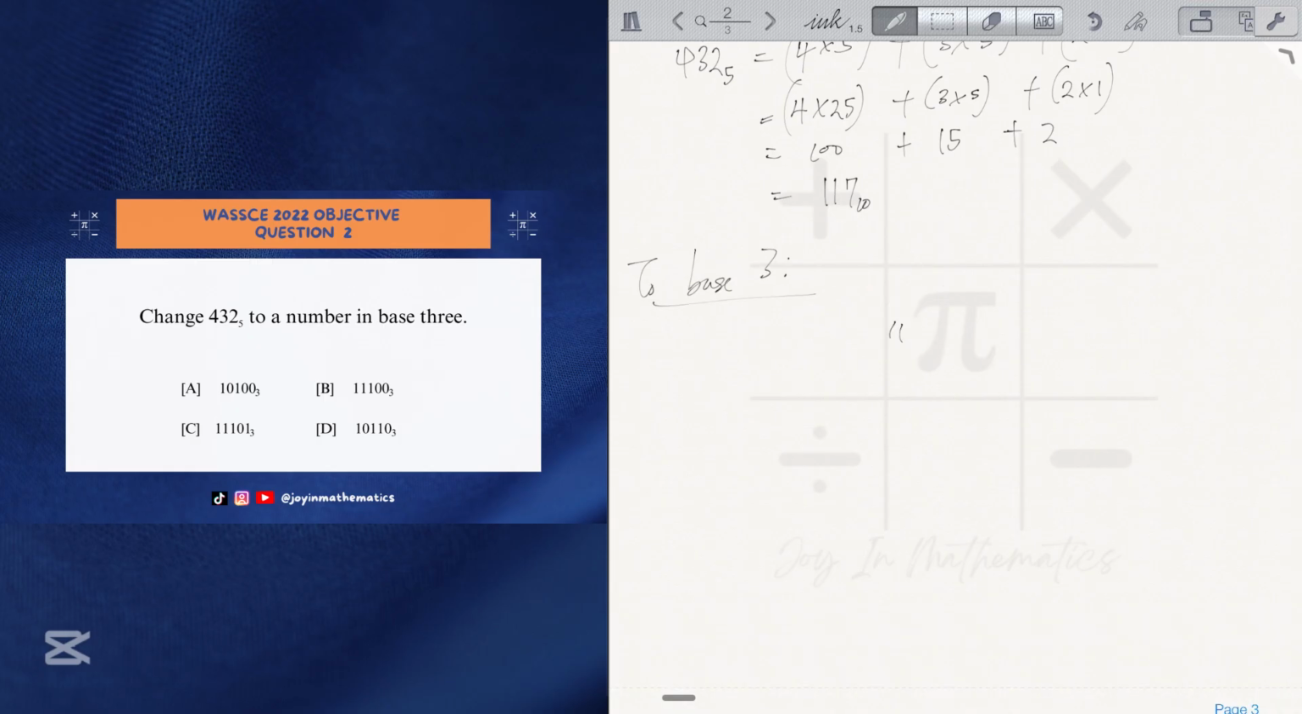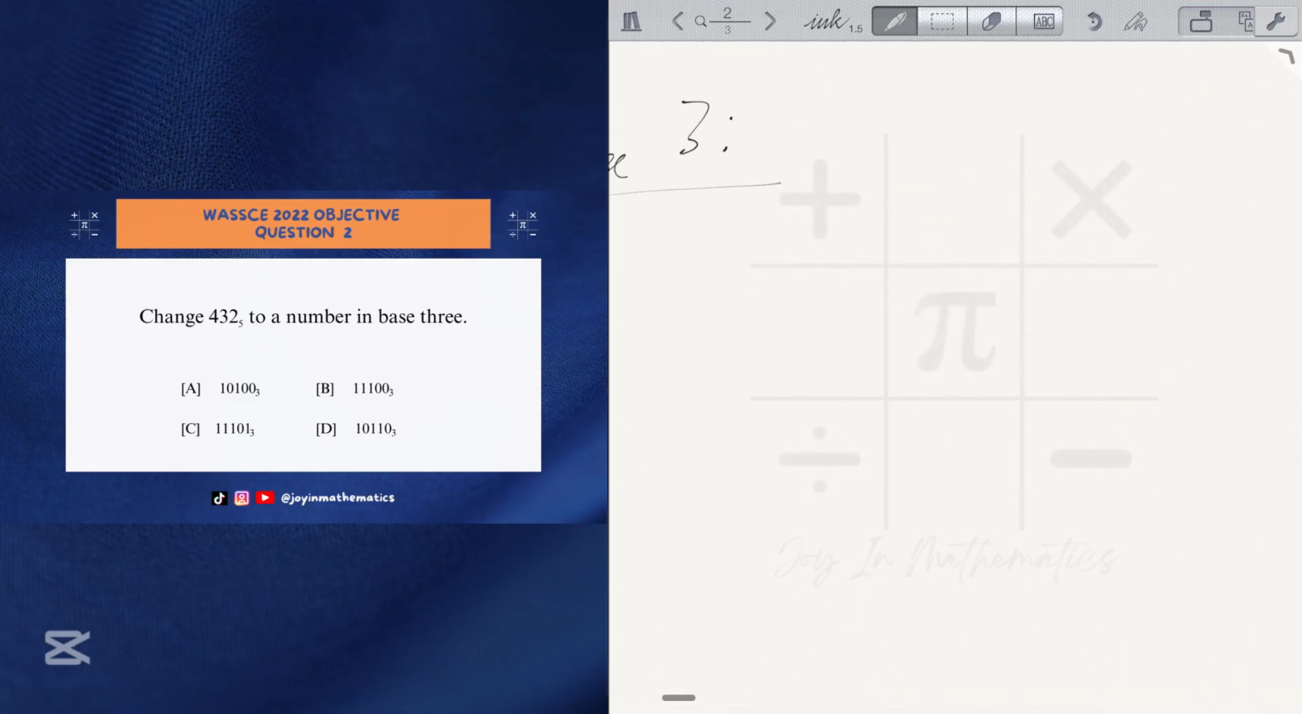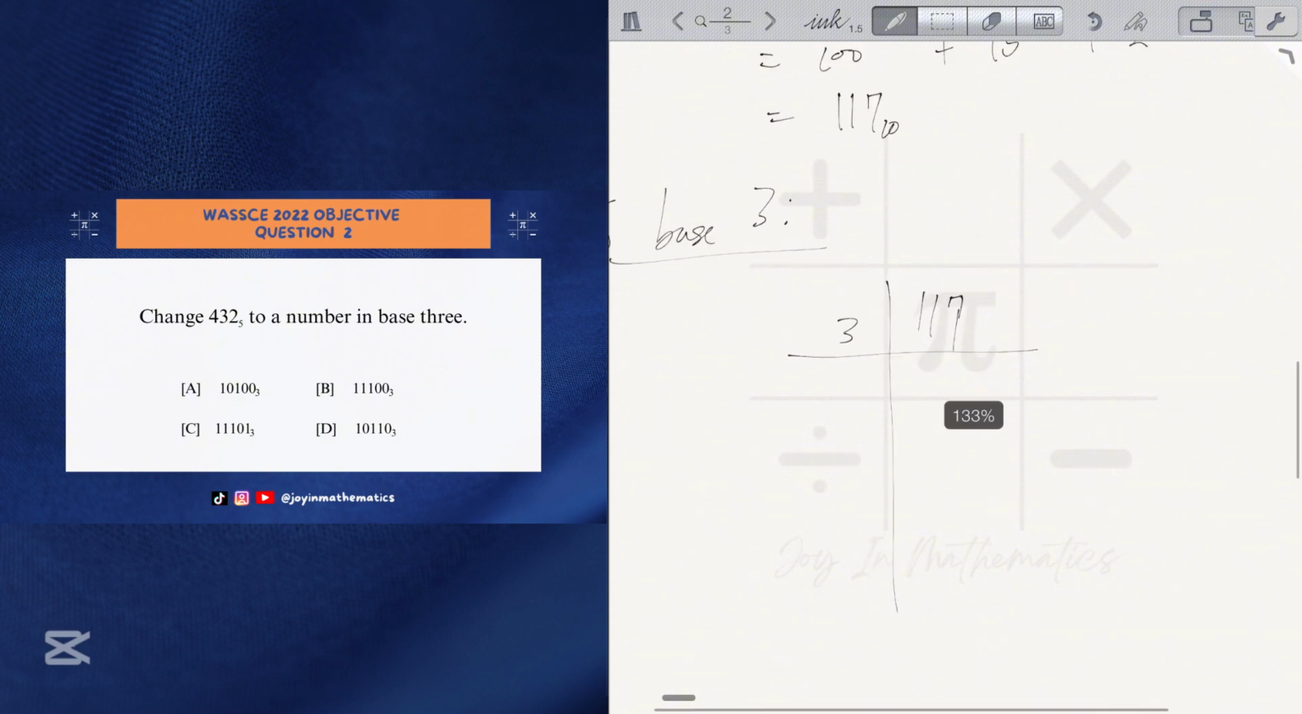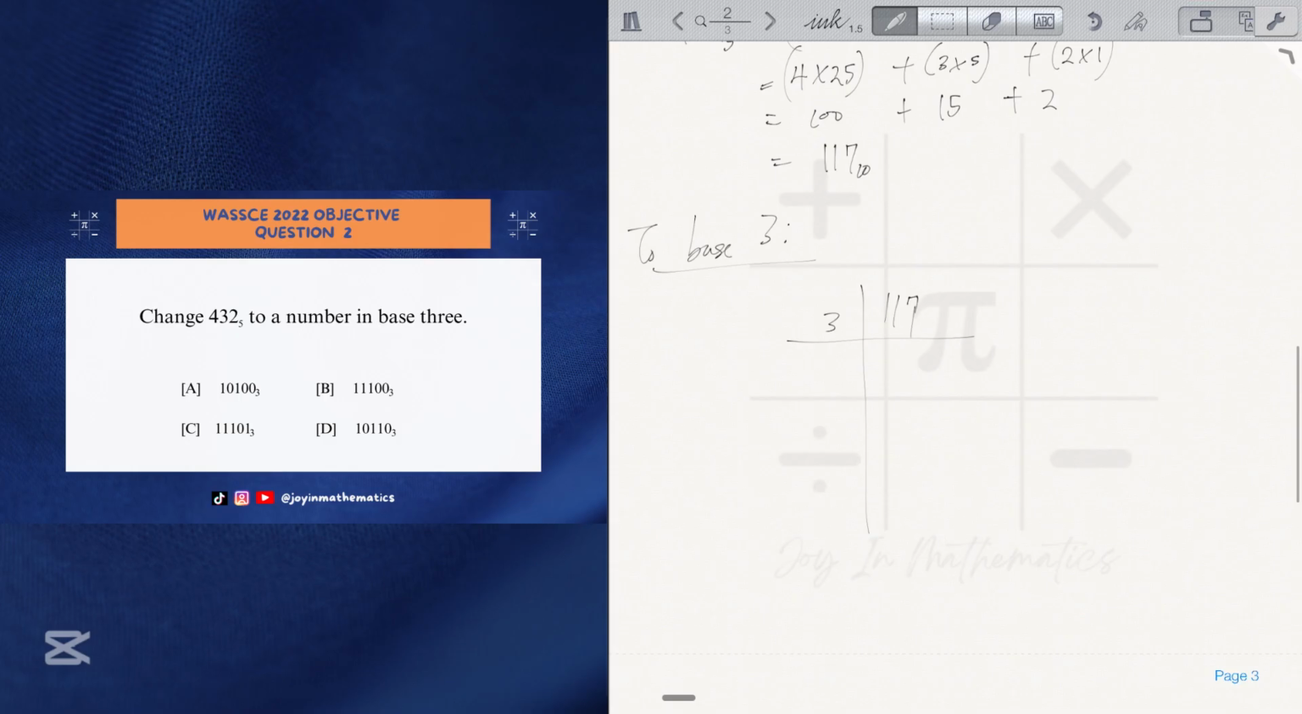117, I want to divide by 3. When we divide 117 by 3, we're going to have 39, with a remainder of 0. If we divide 39 by 3, we'll have 13 with a remainder of 0. If we divide 13 by 3, we'll have 4 with a remainder of 1. And if we divide 4 by 3, we'll have 1 with a remainder of 1. Furthermore, if we divide 1 by 3, we will have 0 with a remainder of 1.